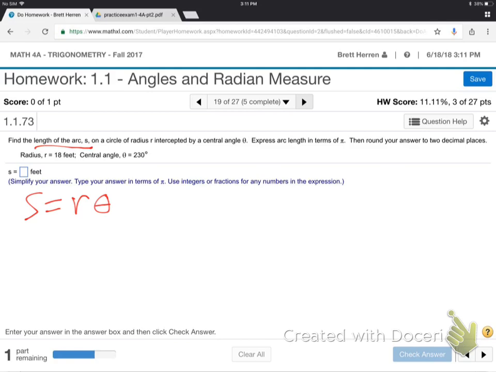That's the arc length. So what we're saying is, if you've got an amount of opening, an angle theta, and you're at a radius r, and you want to know how long the arc is, we call that S. I don't know why we call it S, but the length of that arc, S, is r times theta.